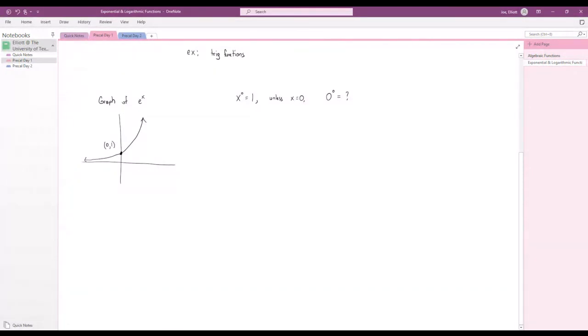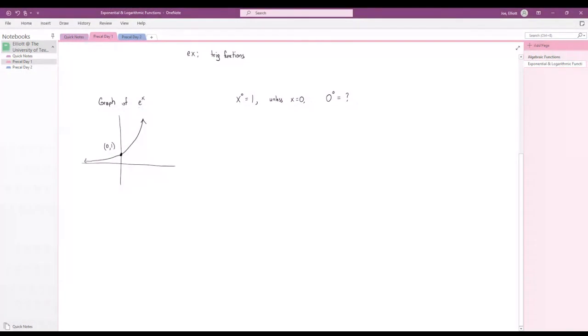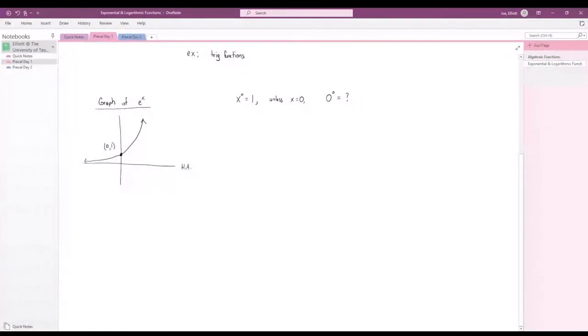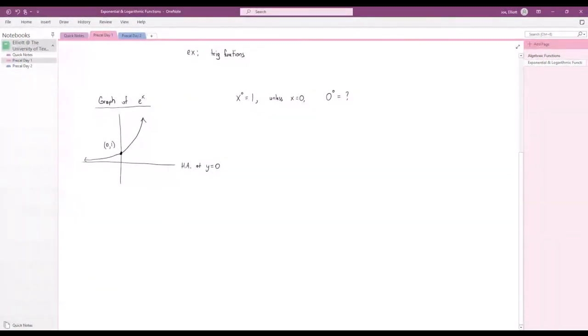So yeah, notice that for the graph of e to the x, it does have a horizontal asymptote at y equals 0. So that's kind of interesting to note, I suppose. And then it's also unbounded over here, so it just kind of blows up to infinity as x gets larger and larger, okay?